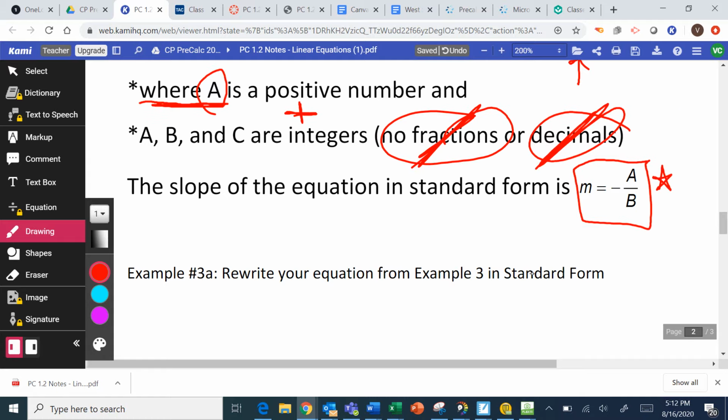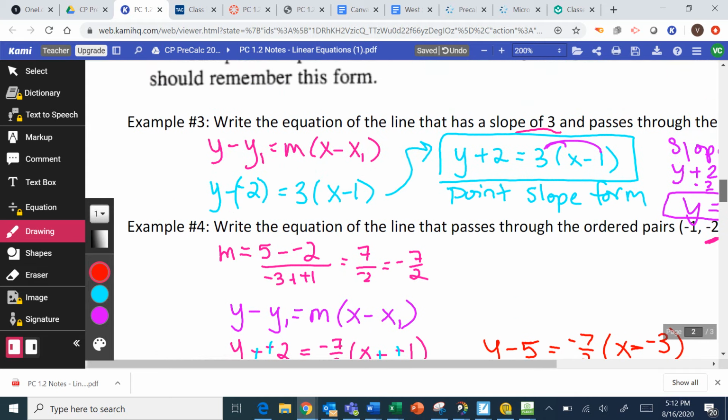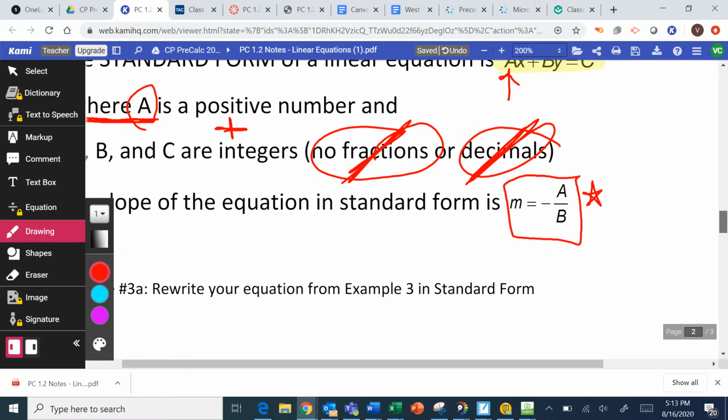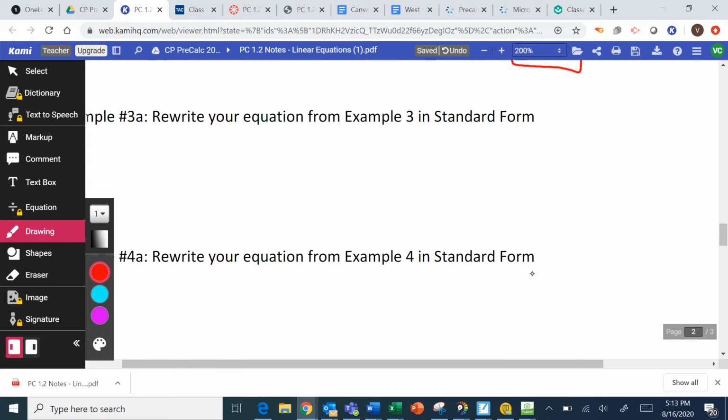Today we're just going to write things in standard form. So it says rewrite the equation from example 3 in standard form. So we go back up to example 3 and we got y plus 2 equals 3 parentheses x minus 1. We have to rewrite it in standard form. So I am going to go ahead and distribute.